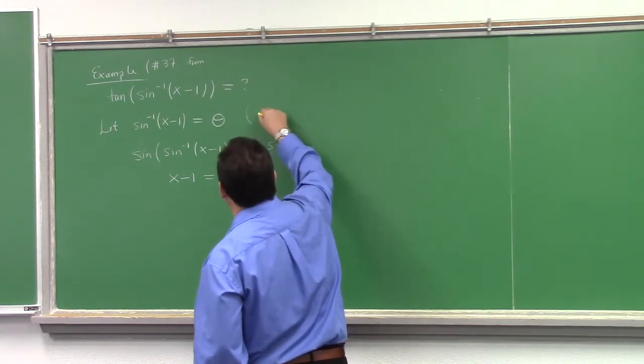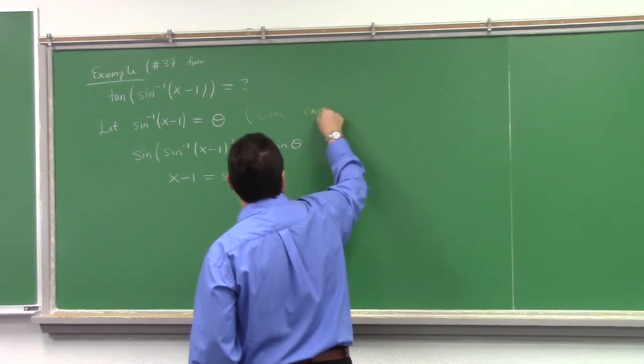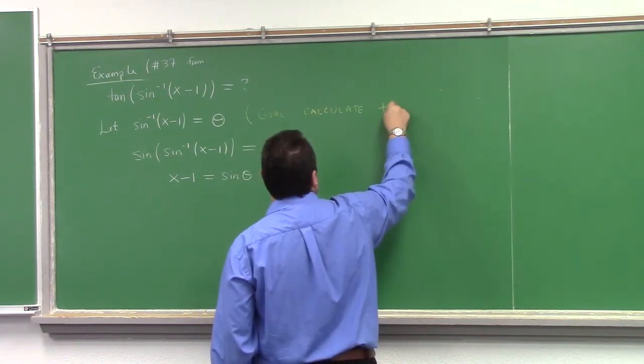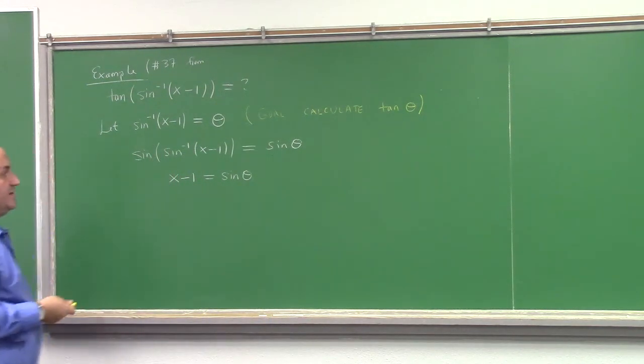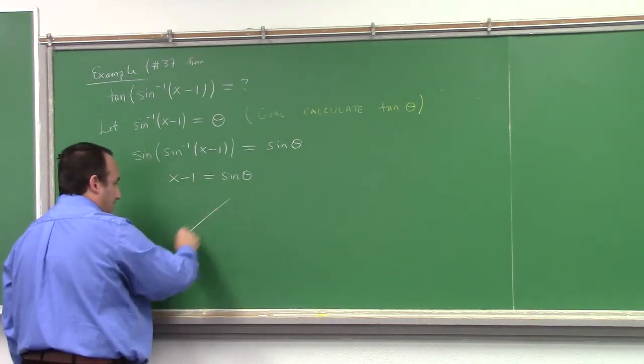So with this, our goal: calculate tangent theta. Do you guys have any ideas? Now that we have sine theta is x minus 1, what should we do to get our paws on tangent theta? What should we draw? We should draw a triangle that relates to this expression. A right triangle, right? So let's try that out.